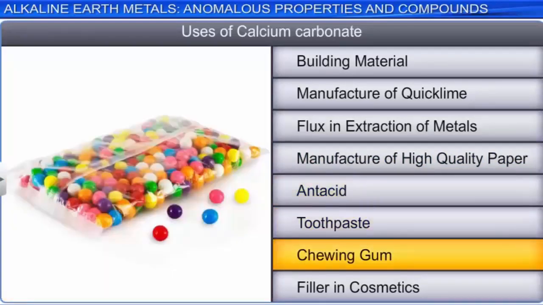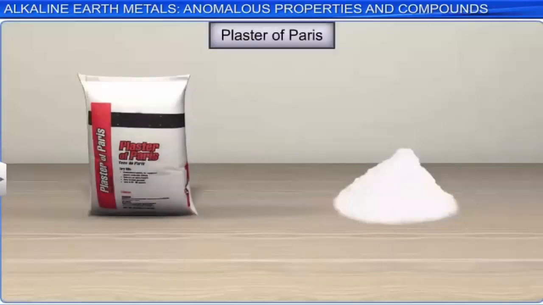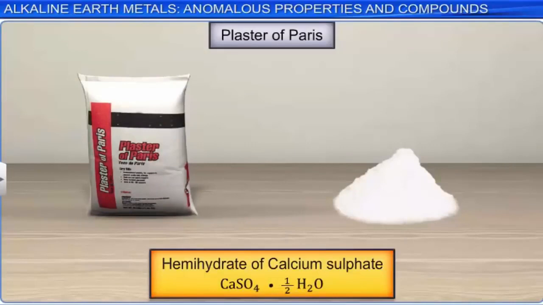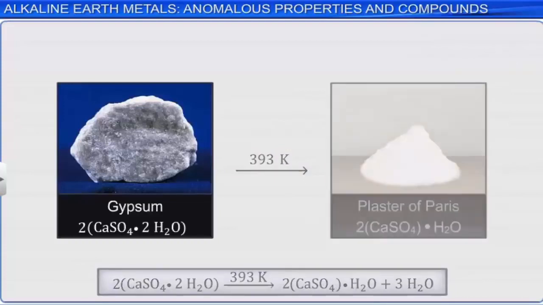Plaster of Paris is a hemihydrate of calcium sulfate. Plaster of Paris is formed when gypsum or calcium sulfate dihydrate is heated to 393 Kelvin. The decomposition reaction is shown here. If gypsum is heated above 393 Kelvin, anhydrous calcium sulfate or dead burnt plaster will be the product.